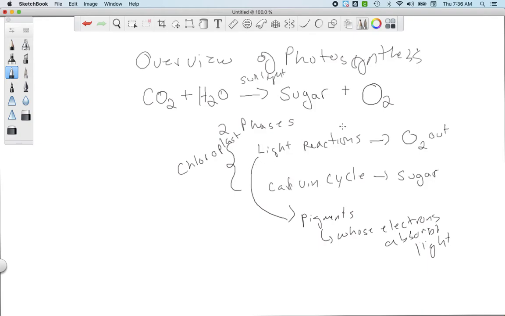But for us, what happens is, because of those pigments, like chlorophyll, water is involved in the light reactions. So water goes in the light reactions, oxygen comes out in the light reactions, and water is broken down into oxygen and hydrogens because these pigments have lost electrons, and to get them back, they take them from a water molecule.